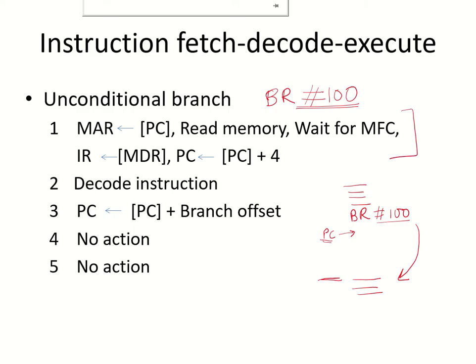So the first step remains the same. In the second stage, decoding has taken place and it has been determined that it is an unconditional branch. So no condition has to be checked. Simply the branch offset has to be added to the program counter and sent to the program counter. Now this value in the program counter will be used to fetch the next instruction in the next instruction fetch decode execute cycle. So in the fourth stage, no action is required. In the fifth stage also, no action is required.